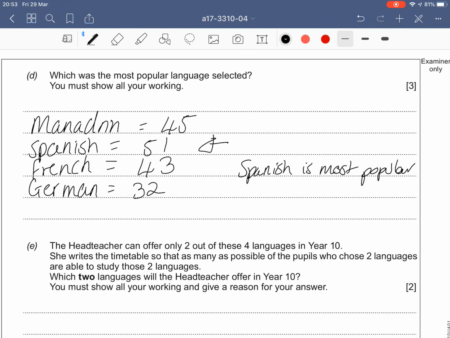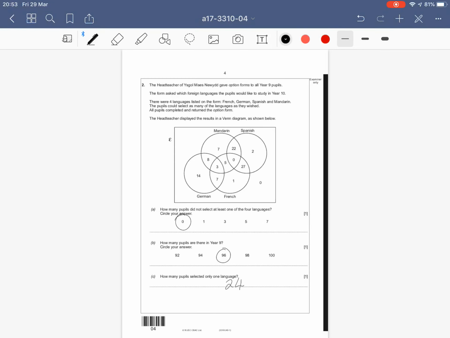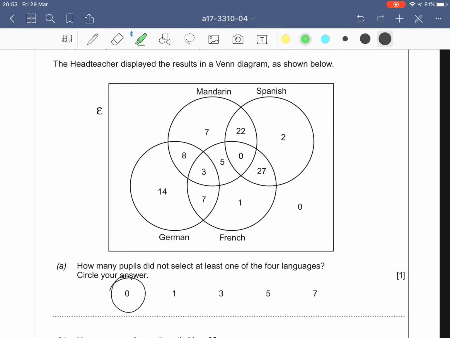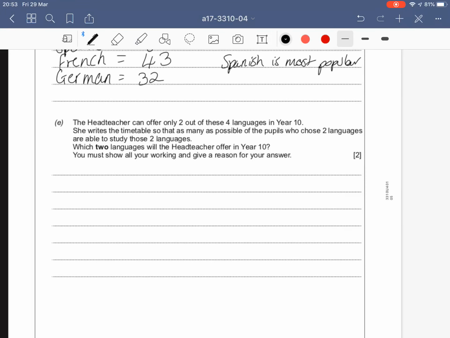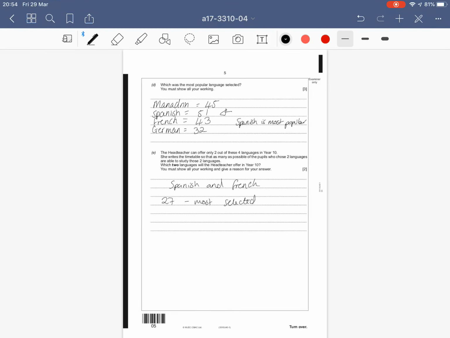The head teacher can only offer 2 of the 4 languages in Year 10. She writes a timetable so that as many as possible of the pupils who choose the 2 languages are able to study those 2 languages. So you've got to choose 2 languages, so we need the highest choice of 2. So that means this one: 22, 27, 7 and 8. The highest one there is 27, so they've got to choose Spanish and French, because 27 is the most selected. So the most pupils selected those languages.